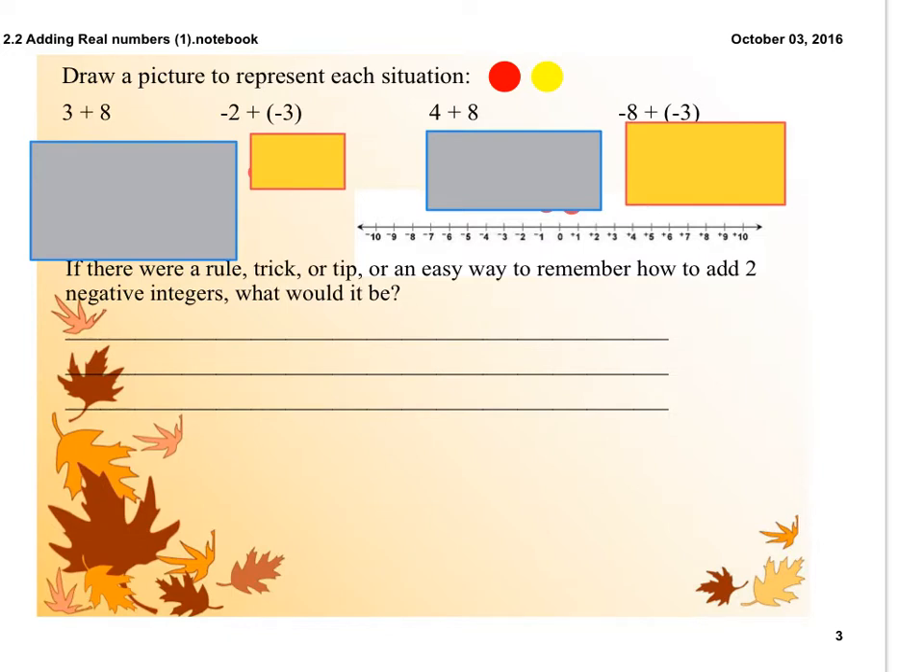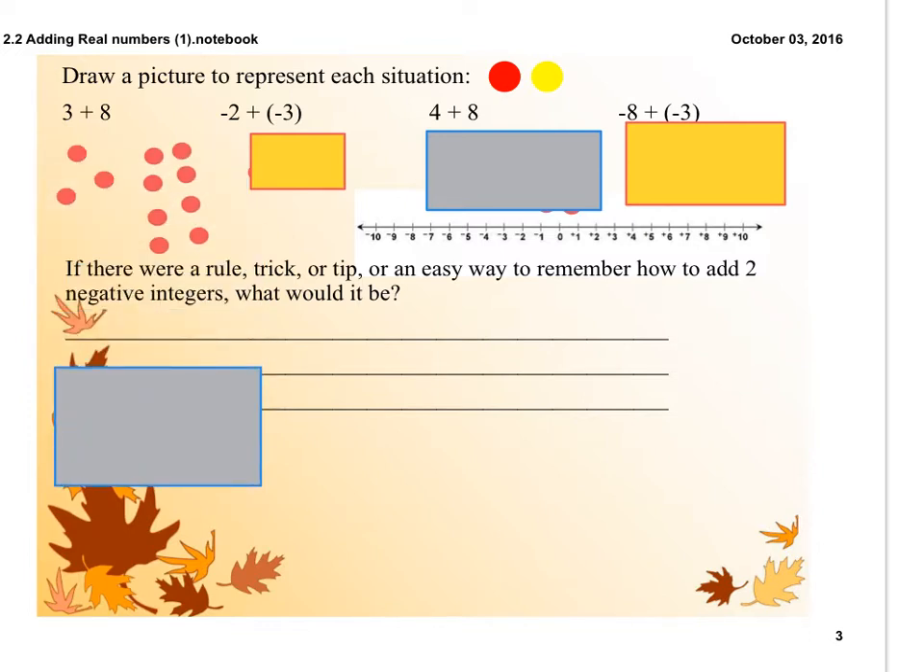So I want to draw 3 plus 8. What that looks like is 3 red chips and 8 red chips. And then we can count how many we have. 3 plus 8, I hope that we all know that that's equal to 11.